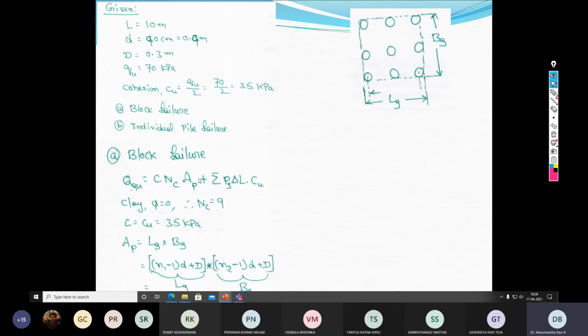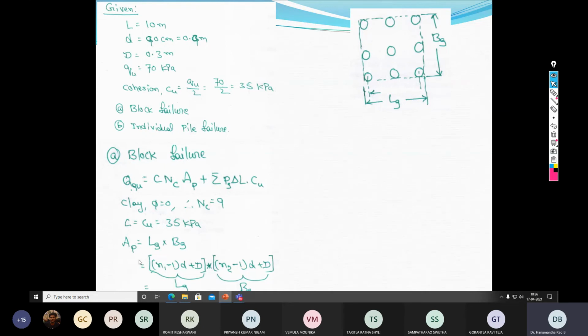Then for the cross-sectional area calculation, Ap is equal to Lg times Bg. Lg means (N1 minus 1) into the spacing, small d, plus the pile diameter, capital D, multiplied by Bg, that is (N2 minus 1) into the spacing plus the pile diameter. So Lg and Bg.